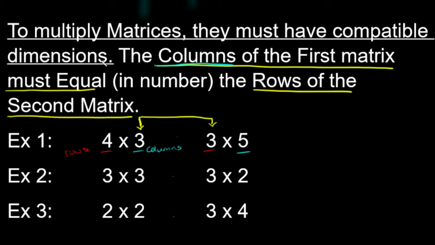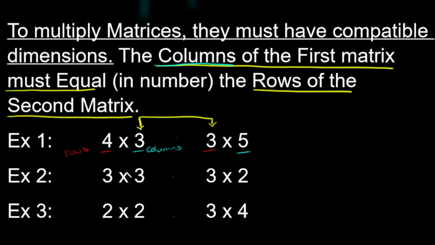Do you guys see? So do these two numbers equal each other? And the answer is yes. So these two matrices, a 4 by 3 and a 3 by 5, can be multiplied together because the columns here match the rows here, okay? Now, let's look at the next examples.